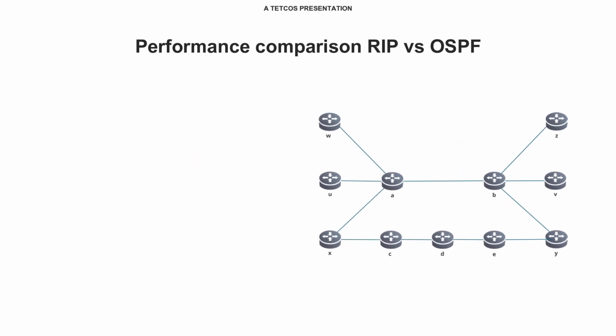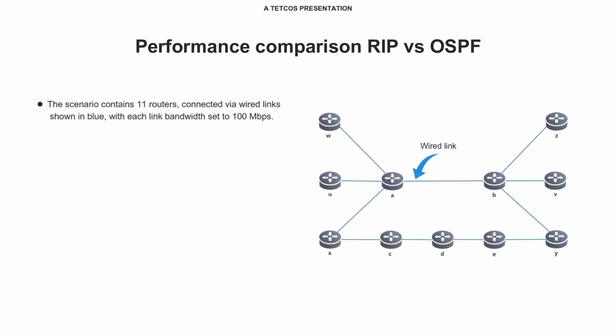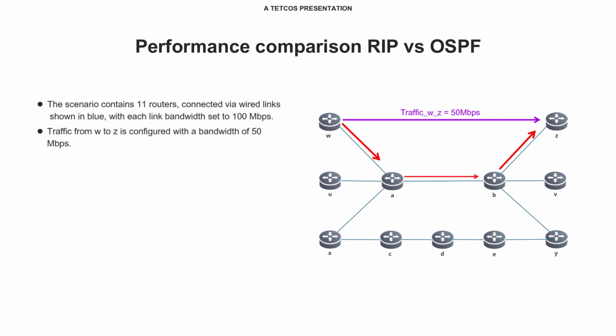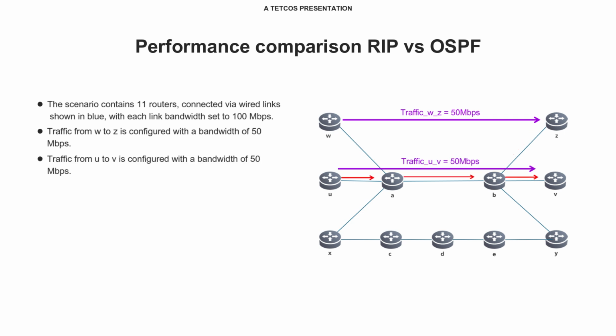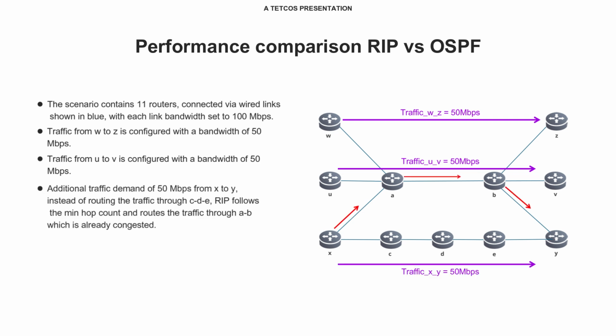In this example, we have 11 routers connected via wired links, shown in blue, with each link having a bandwidth of 100 megabits per second. Suppose router W is sending 50 megabits per second of traffic to Z, and router U is sending 50 megabits per second of traffic to V. Now, there is an additional traffic demand of 50 megabits per second between routers X and Y.